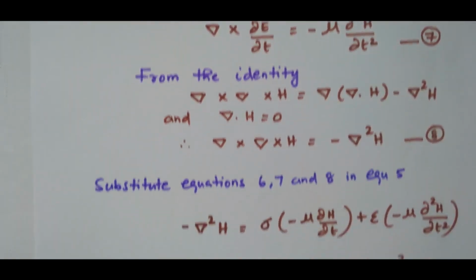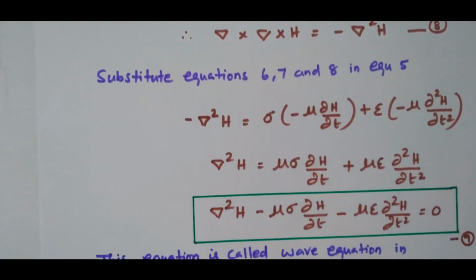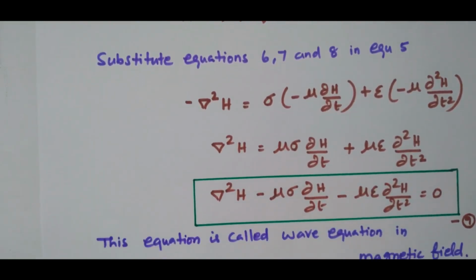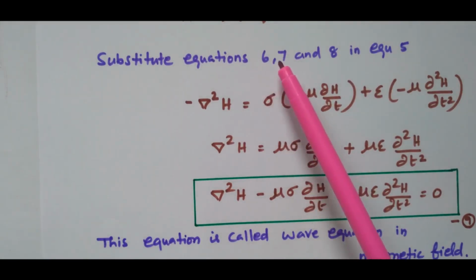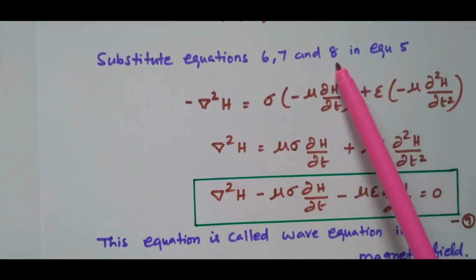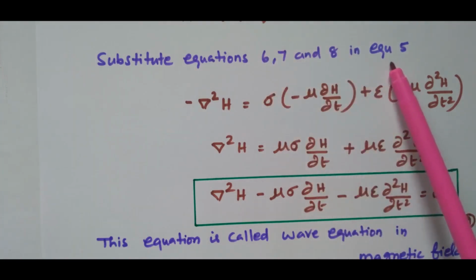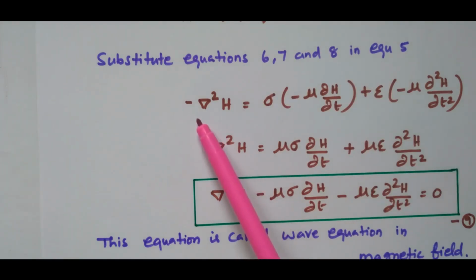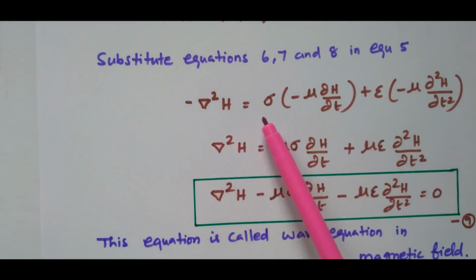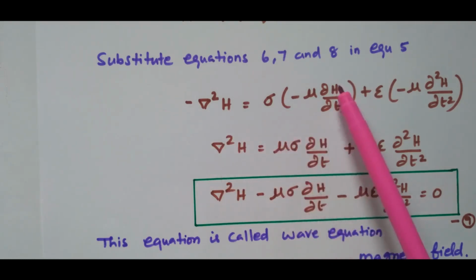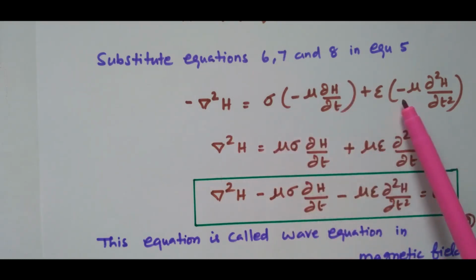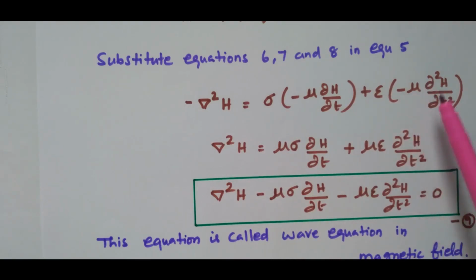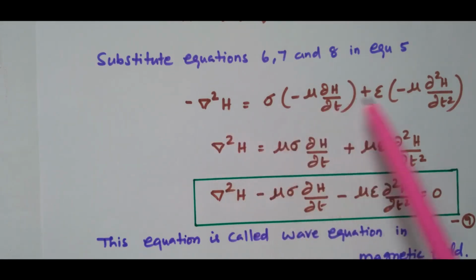Now what we are going to do is substitute equations 6, 7 and 8 in equation number 5. We already discussed what equations 6, 7, 8 and 5 are. Substituting, we get minus del square H equal to sigma times minus mu dou H by dou T plus epsilon times minus mu dou square H by dou T square. All the terms are negative, so it becomes positive.